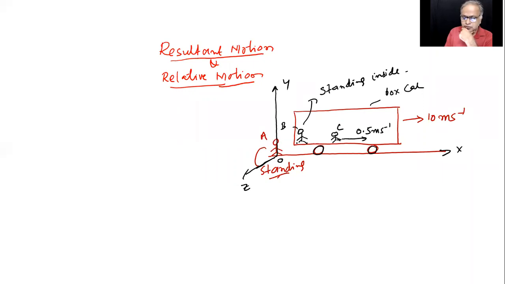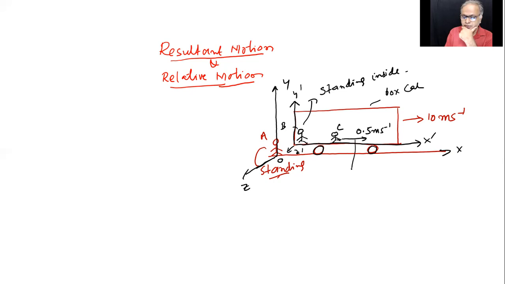In the reference frame fixed to the car, you can say it is x dash, y dash, like that, and you can also put z dash if you take the width of the boxcar. So now you can say in a reference frame fixed to the car, which is x dash, y dash, z dash, the car is at rest. So now look at this. The person B here says C is going with 0.5.